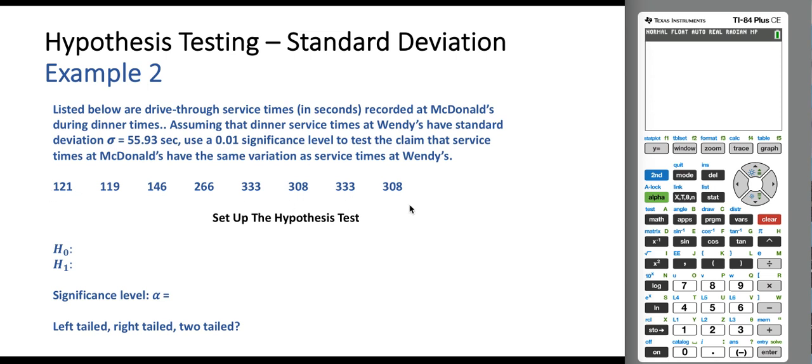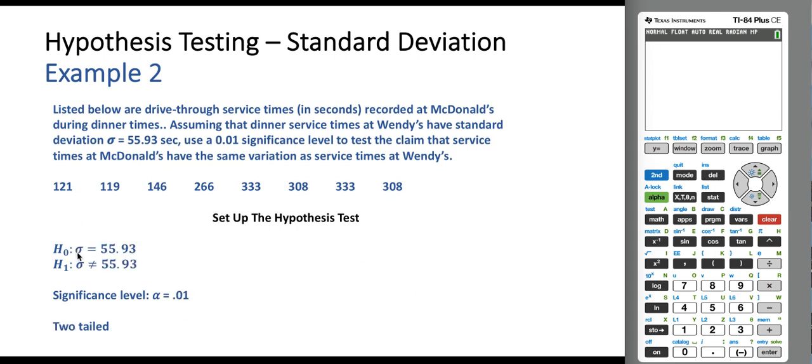We're also given data, so we're going to have to use our calculator to calculate the sample standard deviation. All right, so go through and set up the hypothesis test: identify the null hypothesis, alternative hypothesis, significance level, and whether this test is left-tailed, right-tailed, or two-tailed.